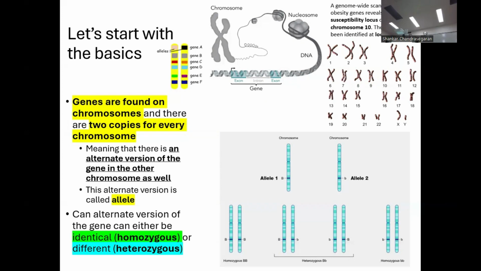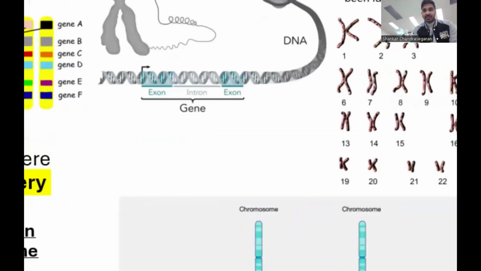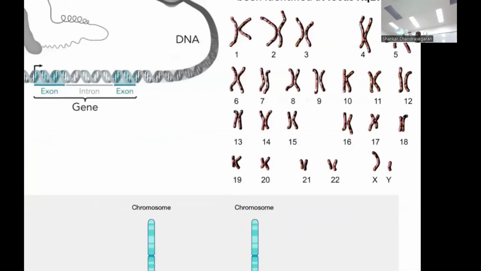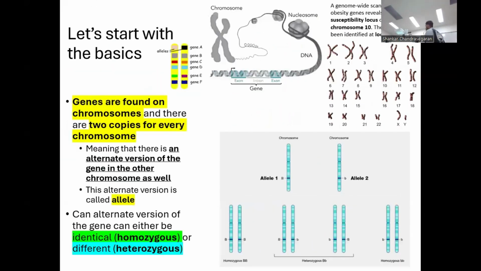So when you look at your chromosomes, you can see that for every chromosome, there is a copy of itself, meaning that there is a duplicate version of the chromosome that exists, as you can see here, right? So for the first chromosome, there exists an alternate copy as well. So for every chromosome, there exists a duplicate version, which is just a copy of the chromosome. It doesn't necessarily mean it's the same copy. It's considered an alternate version of the chromosome where there can be differences.